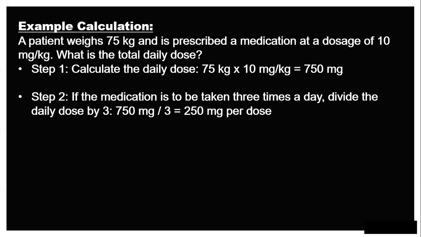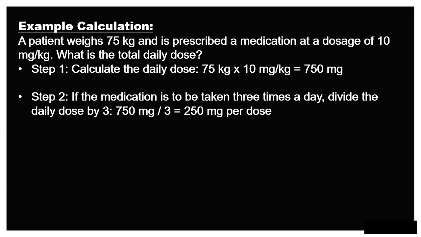So now we're looking at another calculation. A patient weighs 75 kg and is prescribed a medication at a dosage of 10 milligrams per kg. That's to say that if the person is 1 kg, the person needs to take 10 milligrams. But if the person is more than that, we have to do some work. We have to calculate the daily dose. Now, 75 kg times 10 mg, because we are told that 1 kg will give you 10 mg.